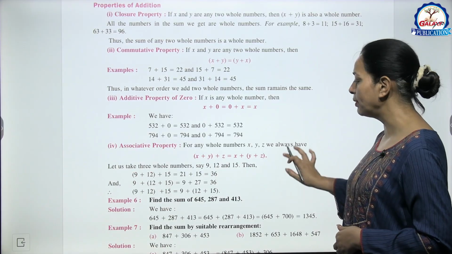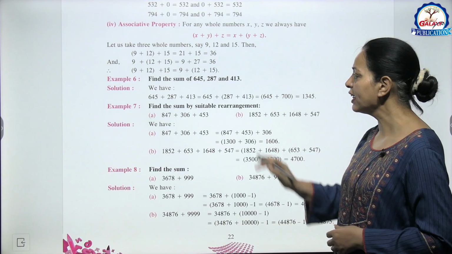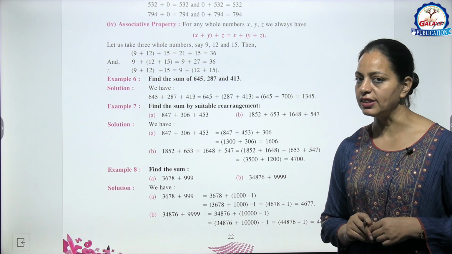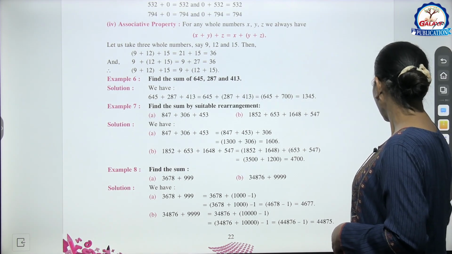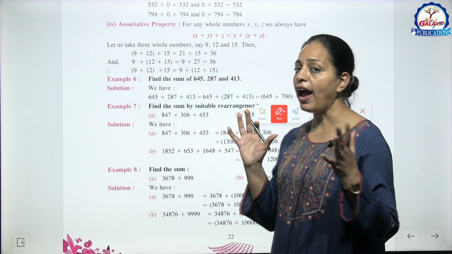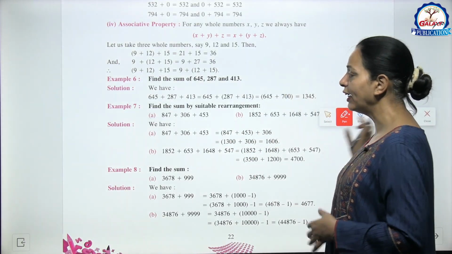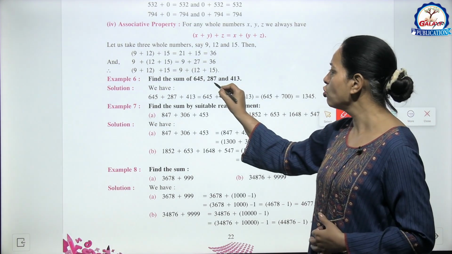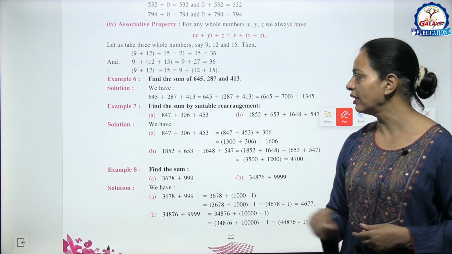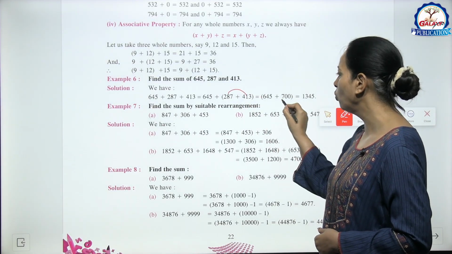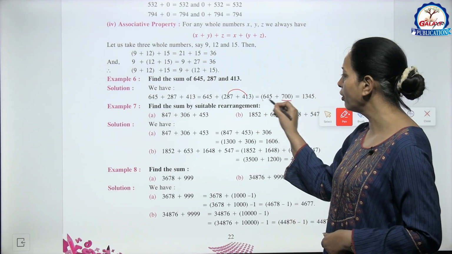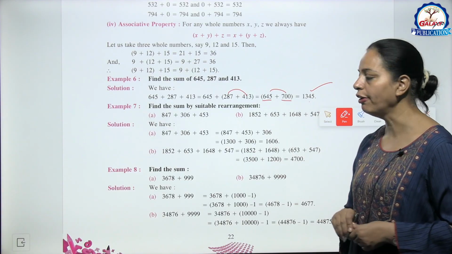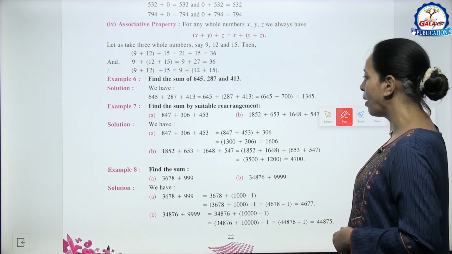Now come to example 6. Find the sum of 645, 287 and 413. So what to do? We can add any two numbers, like those where you will get zeros in the unit or tens place, like here 287 and 413. If you add these two, you will get 700. So 645 plus 700, the answer is 1345.